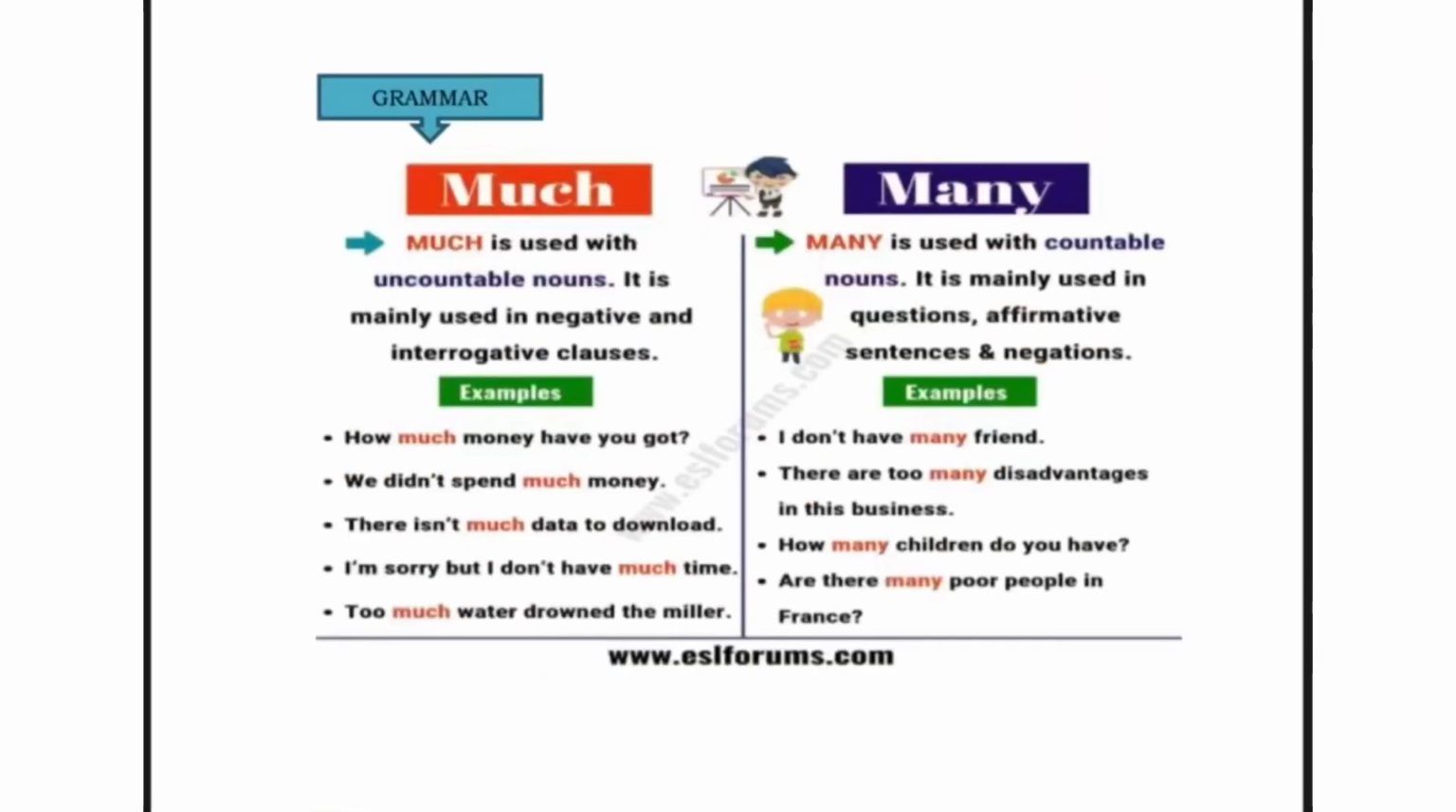We will talk about the difference between much and many, and when we have to use much and many. Much is used with uncountable nouns. It is mainly used in negative and interrogative clauses. For example, how much money have you got?